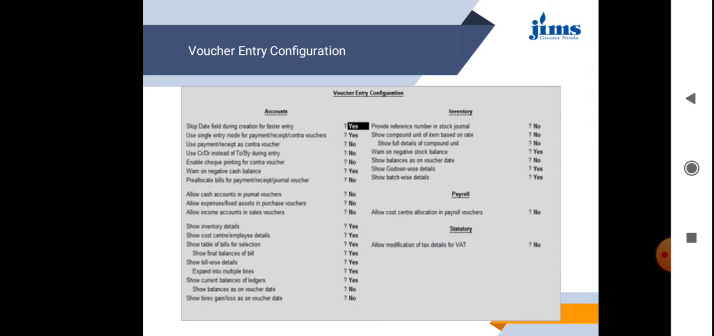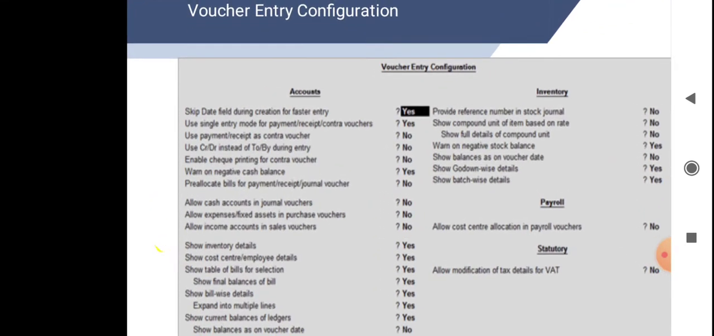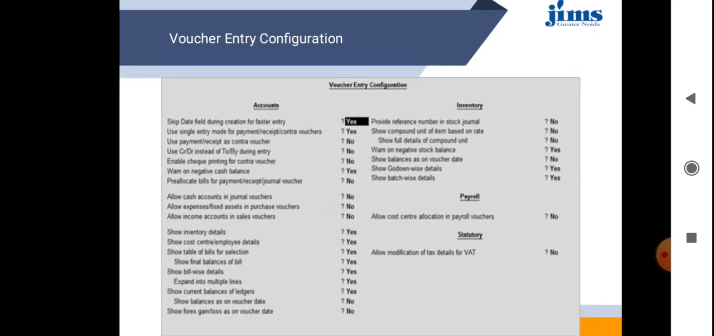Warn on negative cash balance, this is kept as yes. Pre-allocate the bills for payment or receipt in the journal voucher, that is no. Allow cash accounts in journal vouchers, no. Allow expenses or fixed assets in purchase vouchers, that is no.